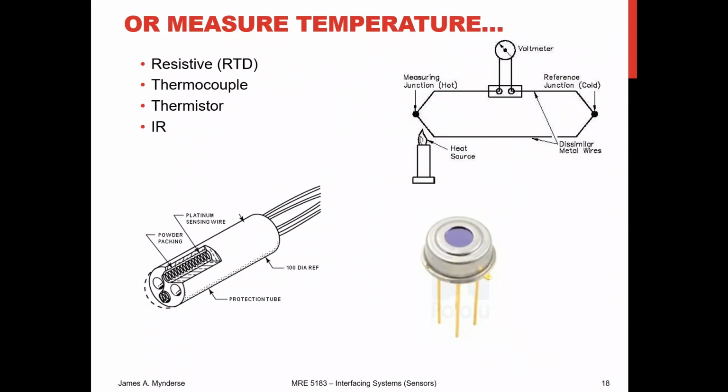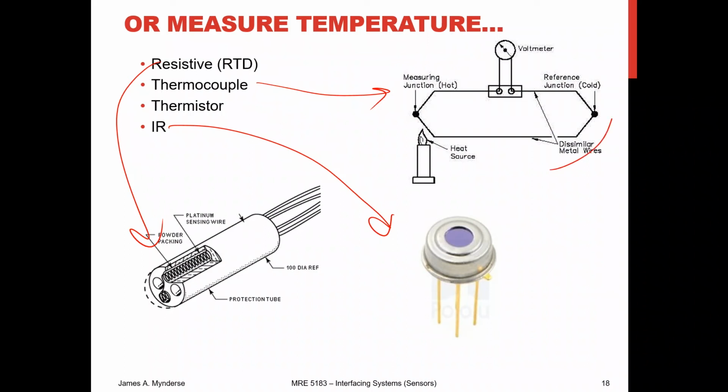We can measure temperature. So we've got RTDs, we've got thermocouples, we've got thermistors, we've got IR. So that's our IR. This is our RTD, and this is our thermocouple. Your thermocouple operates on the Seebeck effect, where you've got dissimilar metals that are joined at the junction, and then this cold part is all in the circuitry. And so as it heats up, it generates a small voltage.